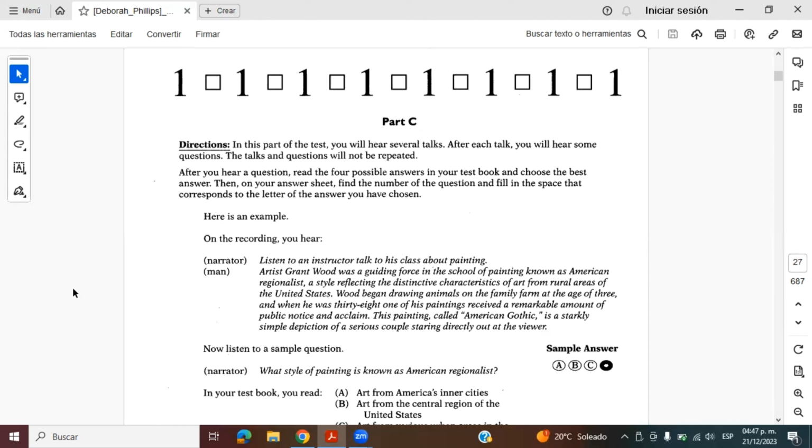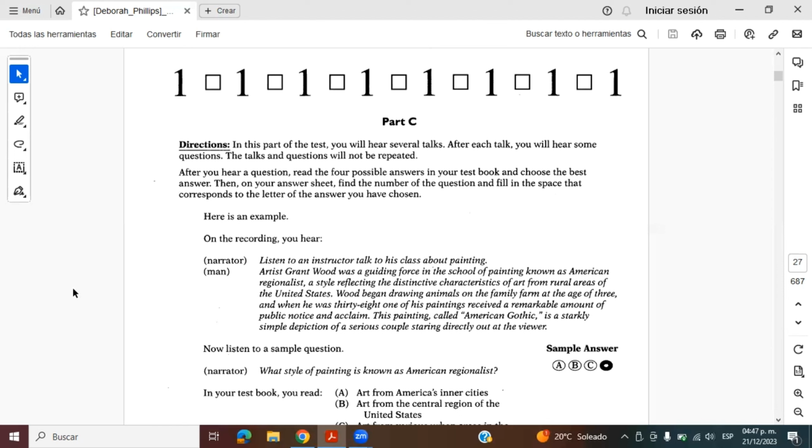Now read along with me as I read the directions for Part C. Remember, you should not read ahead or turn the pages while the directions for this part are being read. Part C. Directions. In this part of the test, you will hear several talks. After each talk, you will hear some questions. The talks and questions will not be repeated.